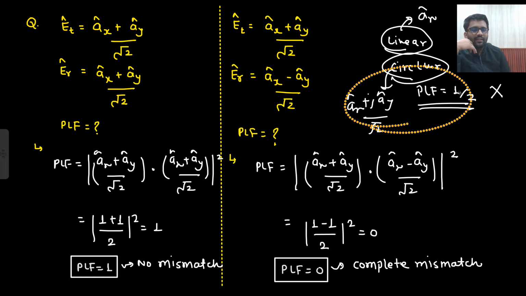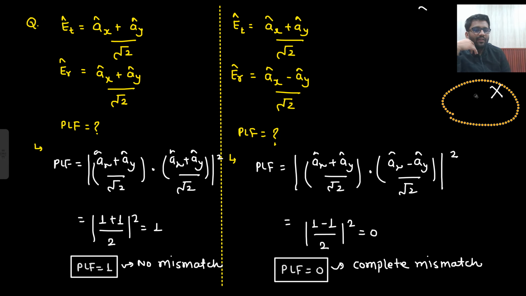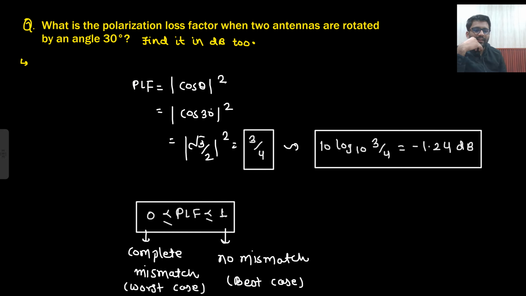But if I say that the angle between two antennas is 90 degrees, what is the polarization loss factor when the two antennas are rotated by 90 degrees? Cos 90. What is cos 90? 0. So the polarization loss factor will be 0 at that time. And if both antennas are parallel to each other, what is the angle between them? 0 degrees. Cos 0 is 1. So at that time the polarization loss factor will be 1.